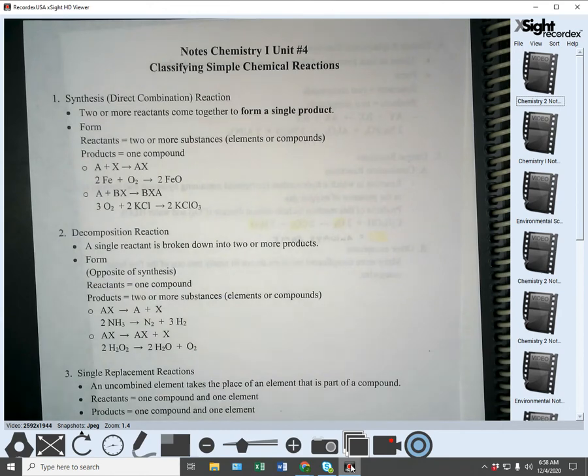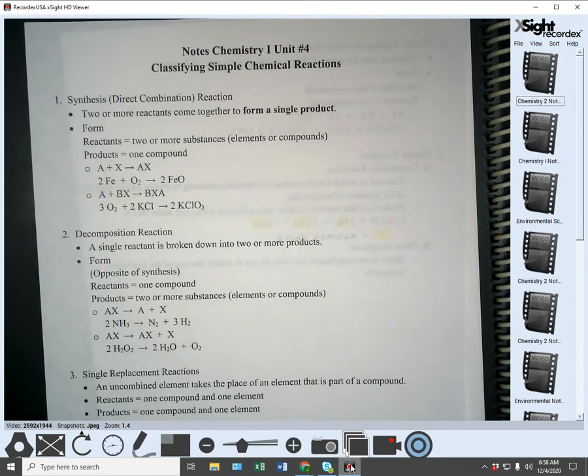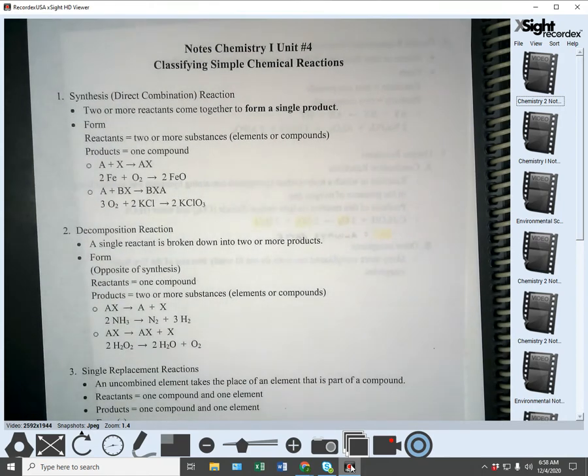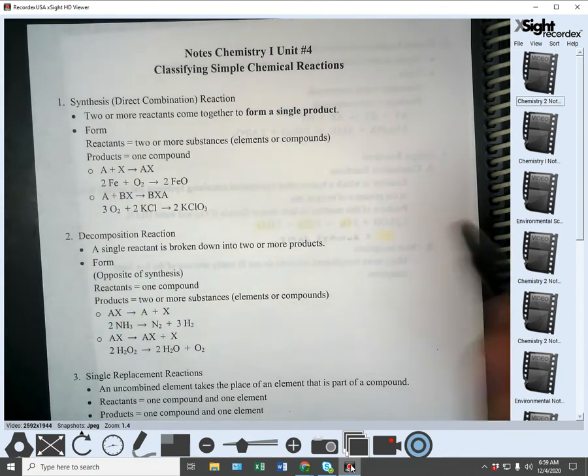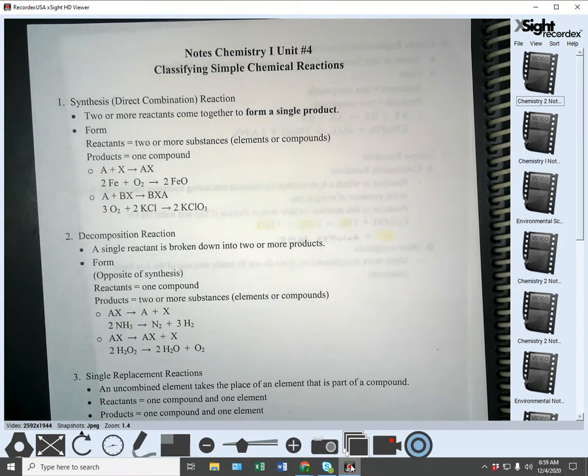All right. Hey, everyone. So today we're going to run through classifying simple chemical reactions. You guys have done balancing and writing from words to the formula equations, right? We've done that so far. Now, this is going to be looking at the reaction, the equation, and determining what type of reaction is occurring, based on the format of the reactants and products.